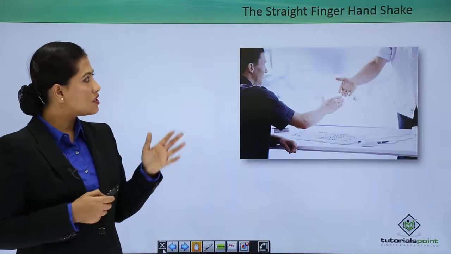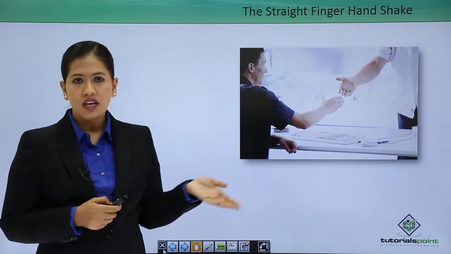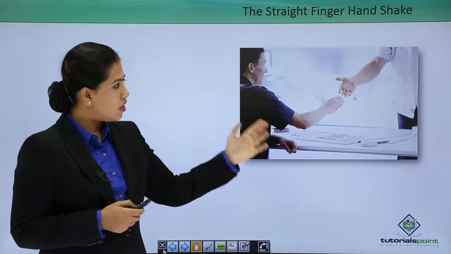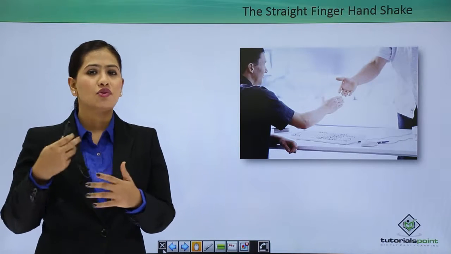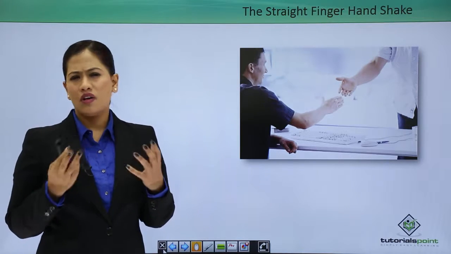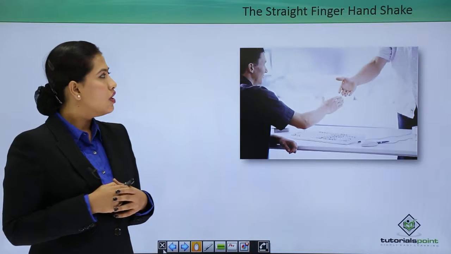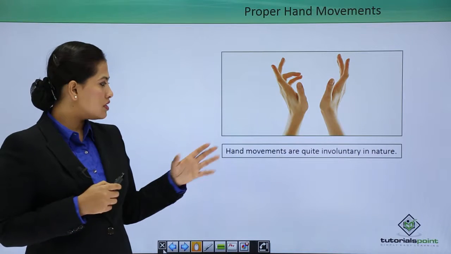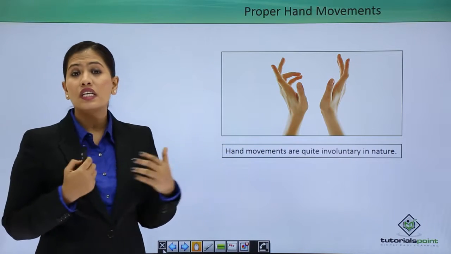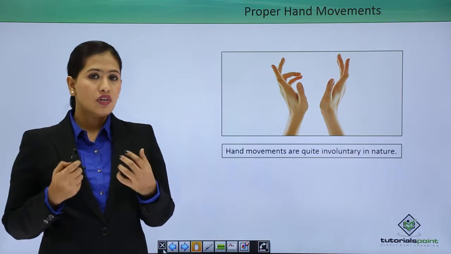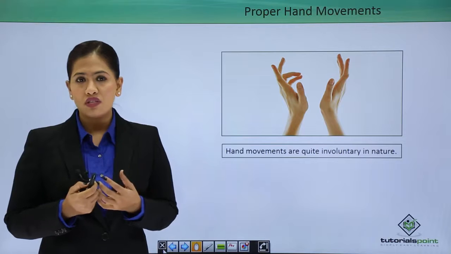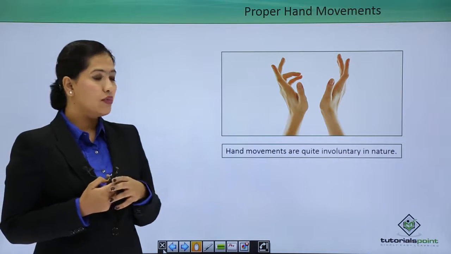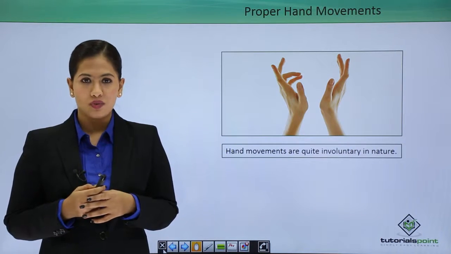Moving further, the straight finger handshake. Now, this is something where you're not okay, where you're not encouraging somebody, where you do not make an attempt to give a handshake to somebody, again not on lines of professionalism. Moving further, proper hand movements. Hand movements are quite involuntary in nature. Like we already discussed that body language in general is involuntary, likewise hand movements are quite involuntary as well.